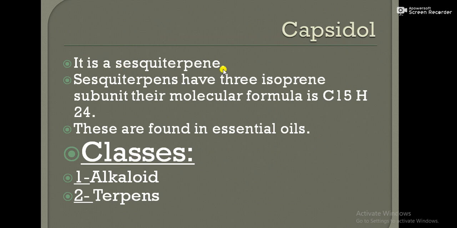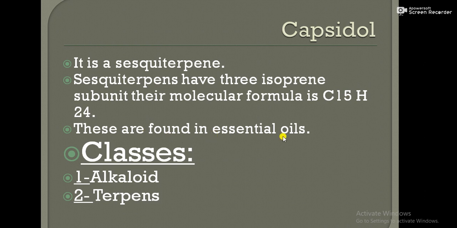It is a sesquiterpene. Terpenoids are chemical compounds divided into different chemical categories. First are the monoterpenes, diterpenes, and these are sesquiterpenes. What are sesquiterpenes? They have three isoprene subunits. Isoprene is a five carbon compound. Now the molecular formula of the sesquiterpene is C15H24. They contain 15 carbon atoms and 24 hydrogen atoms.